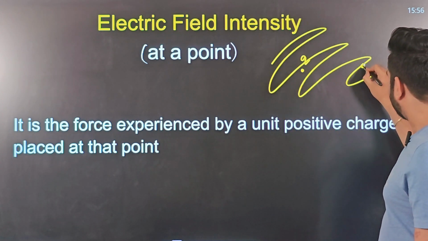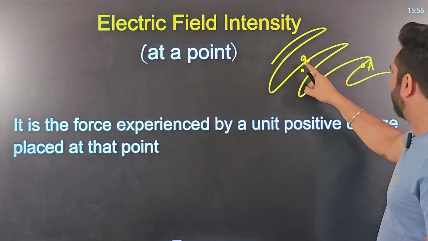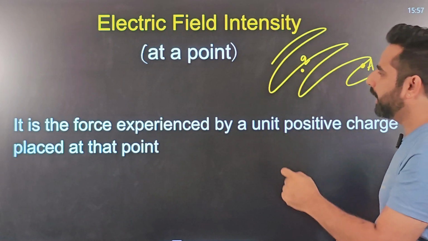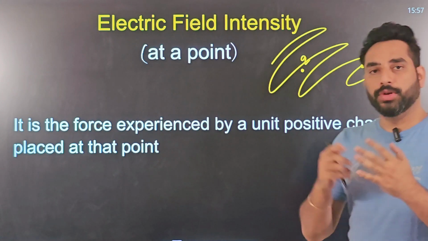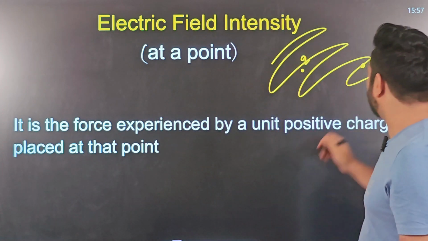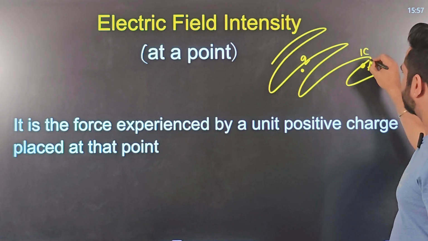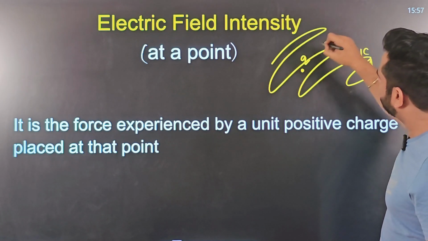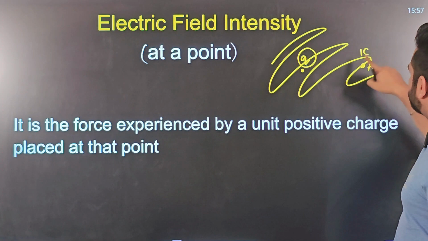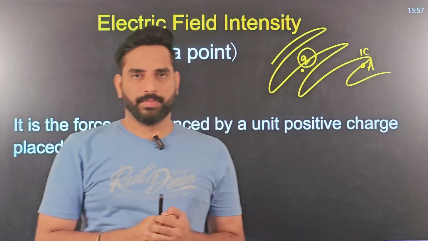Now, if I choose point A here, somewhere in the region, what is the effect of this charge at this point in terms of electric field intensity vector? It is defined as the force experienced by a unit positive charge which is placed at that point. Meaning, I have to bring a 1 coulomb charge and place it here at point A and see how much force this 1 coulomb charge is experiencing due to the electric field created by charge Q. So the force experienced by a unit positive charge, plus 1 coulomb charge, placed at that point. This is the definition of electric field.